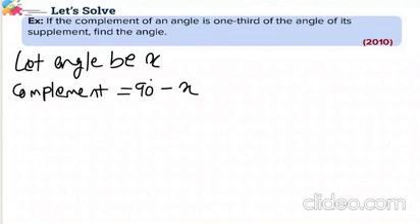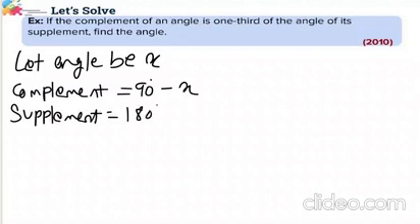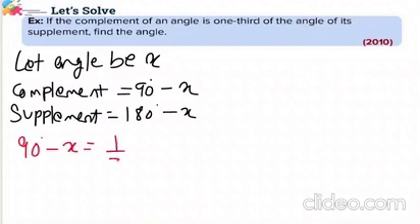Right. And what is the supplementary? When I talk about the supplement of x, what will be the supplement? It will be 180 degrees minus x, isn't it? Now we have that the complement is 1/3 of the supplement. So what can we say from here is that 90 minus x is equal to 1/3 of 180 minus x, isn't it? That's what is given to us.